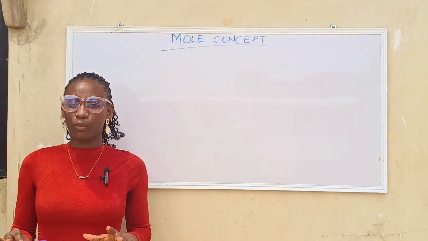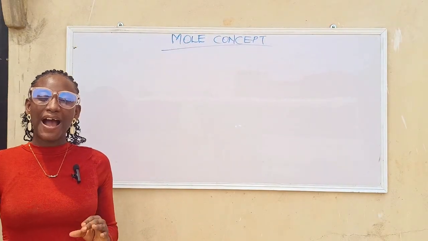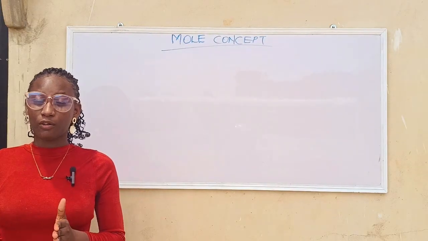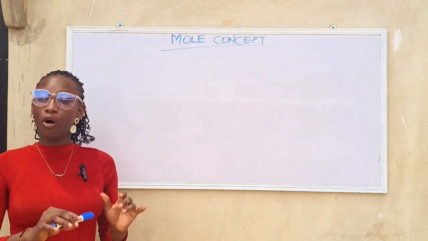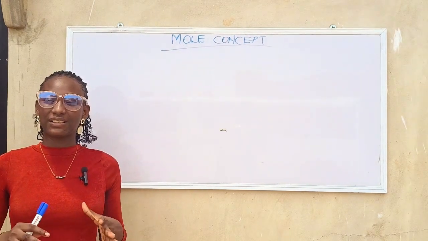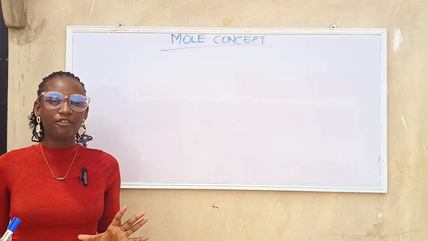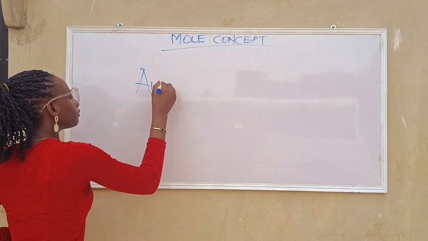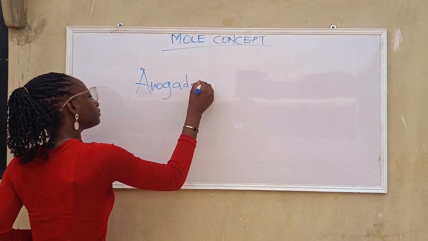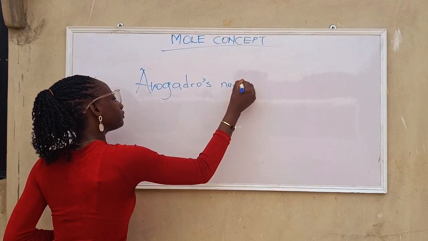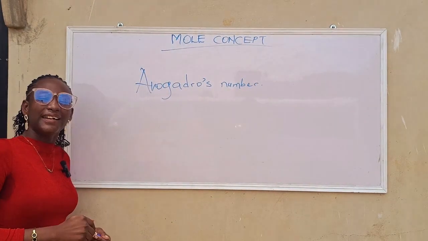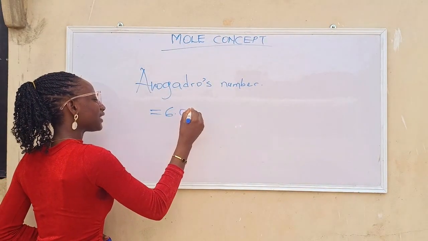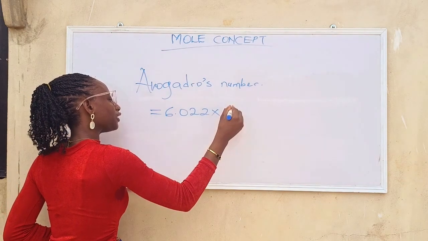Now, when you talk about mole, what comes to your mind? Think of a mole as a counting unit, just like a pair means two, a dozen means 12, a score means 20. So a mole is a unit that represents a particular number, and this number is very big and is referred to as Avogadro number. Yes, and the value of this Avogadro number is 6.022 times 10 raised to the power 23.